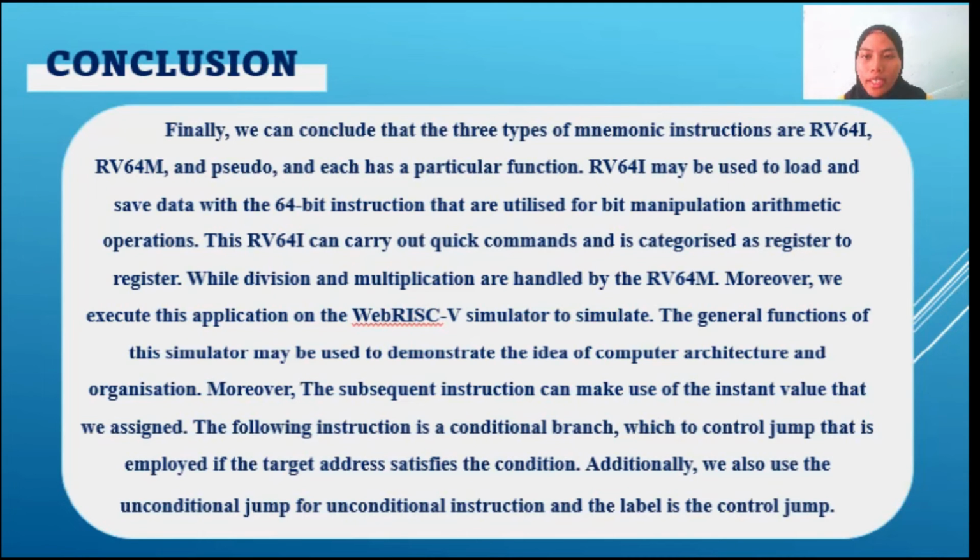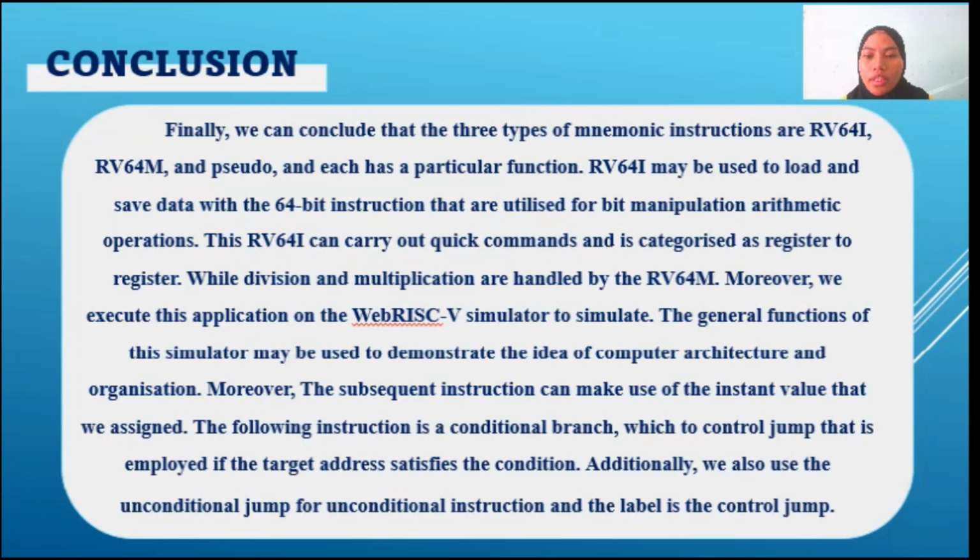Finally, we can conclude that the three types of mnemonic instruction are RV64I, RV64M, and pseudo, and each has a particular function. RV64I may be used to load and save data with the 64-bit instructions that are utilized for bit manipulation and arithmetic operations. This RV64I can carry out quick commands and is categorized as register to register. While division and multiplication are handled by the RV64M.